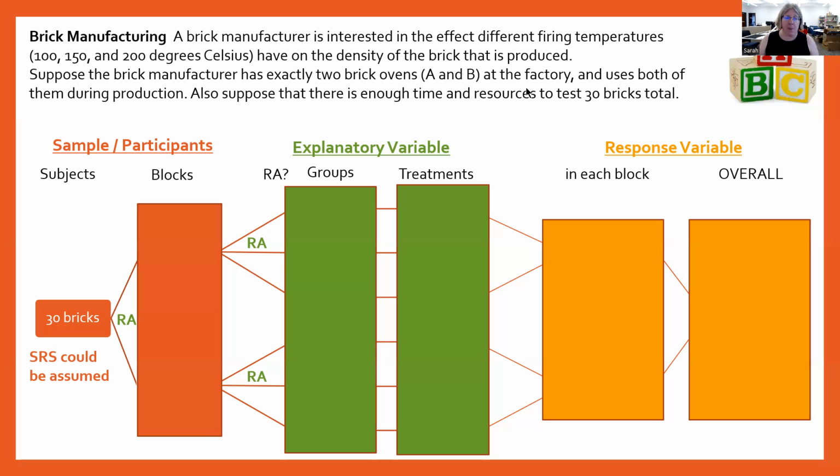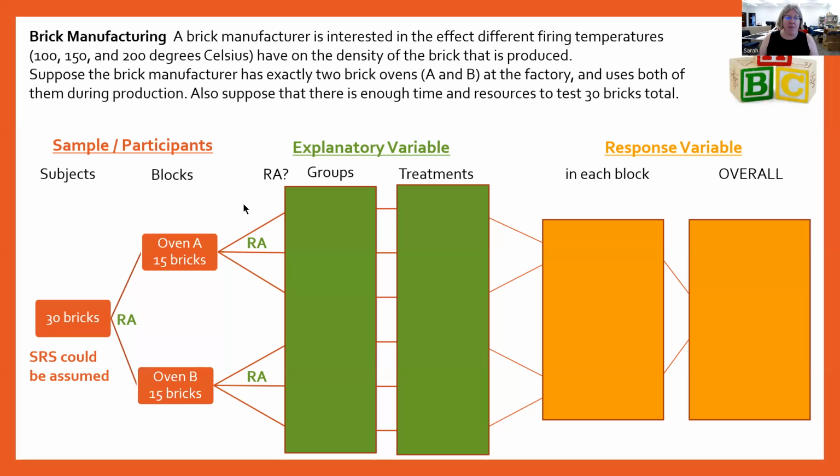So we start with the 30 bricks, and we could assume a random sample here. That is probably a reasonably fair assumption, unless there's something weird about how these bricks are done in this factory. I would say that's probably a fair thing to say, that we can generalize these results. Now the blocks, we're going to assign 15 bricks to oven A and 15 bricks to oven B. And this is one of those rare situations where we can randomly assign these. There's no innate characteristic for what we're doing here with the blocks. So I'll randomly put 15 over at oven A and 15 over at oven B.